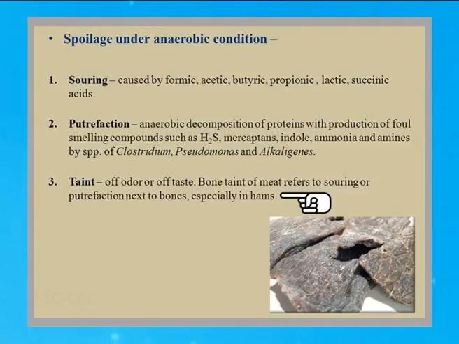The taint refers to the off color and the off odor, especially the bone taint which is being encountered in the spoilage of the meat, which refers to the putrefaction, that means the degradation of the meat next to the bone, and therefore this is called the bone taint.